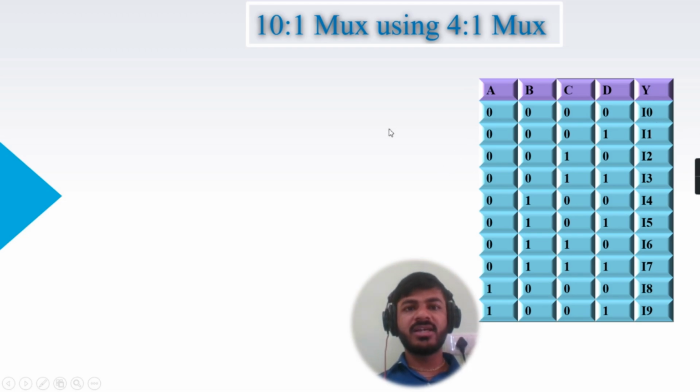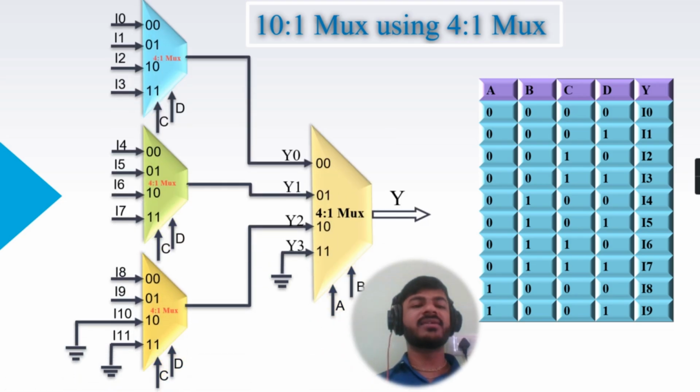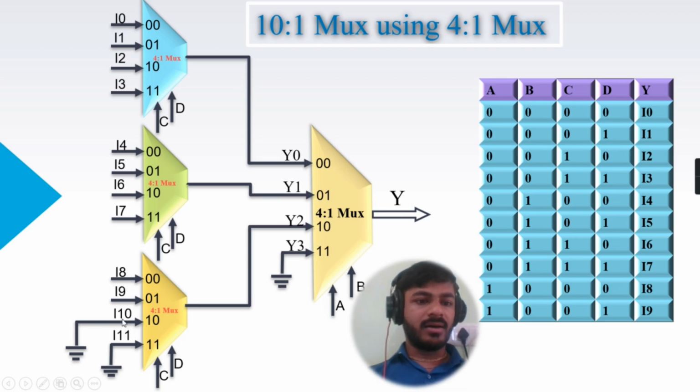To implement this 10:1 multiplexer by using 4:1 multiplexers, we will draw a combination of 4:1 multiplexers. On my screen you can see I have drawn 4 4:1 multiplexers. For these multiplexers, our inputs are I0 to I9. I10 and I11 are also inputs, but they are grounded. If we take 4 select lines, as per the combinations it will create 16 combinations, but we have to implement only a 10:1 multiplexer. That is the reason the remaining combinations are grounded.